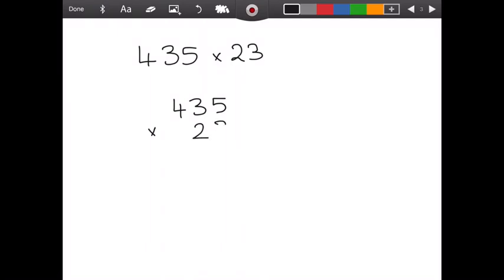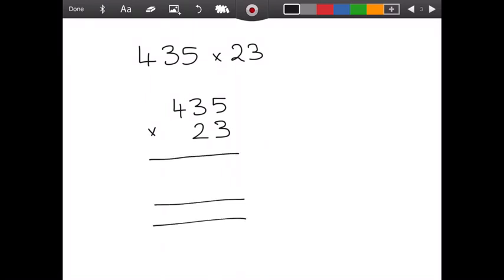Next, I'm going to show you how to use this column method to work with 2-digit multiplication. We'll get started with 435 times by 23. We set it out the same way to start off with. 435 on top because it's the largest number, multiplied by 23 underneath. See how I've been really careful to keep my columns set up again.